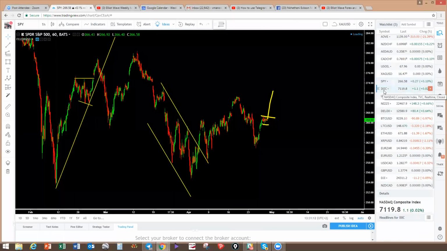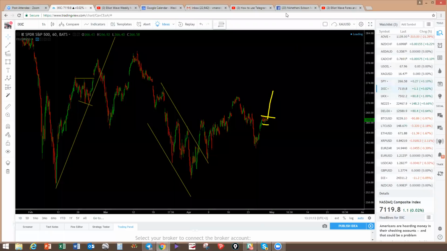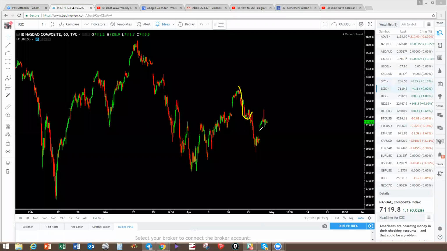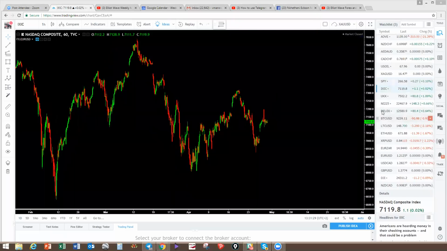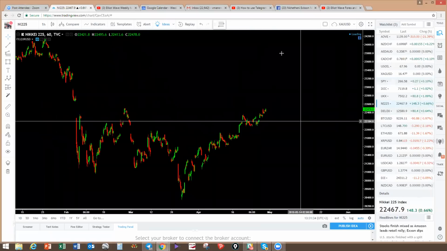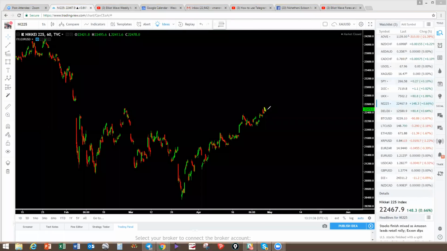Then the NASDAQ, similar. 1, 2, 3 down, 1, you're building a 2, take it back up. Then you can have the same move as well, similar to that. That's the NASDAQ. The NIKKEI, wait for correction, for continuation.